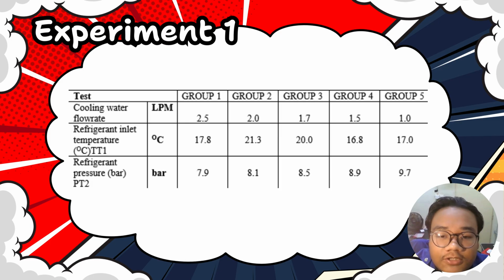Next, we move on to the result of experiment 1. As you can see, there are 5 groups here. So our objective is to find out the cooling water flow rate and refrigerant inlet temperature or TT1 in degrees Celsius, and pressure in bar at PT2. As you can see, the cooling water flow rate is decreasing as the temperature in degrees Celsius changes. But the refrigerant pressure at PT2 is increasing.